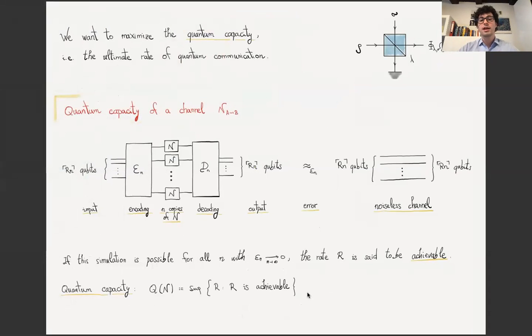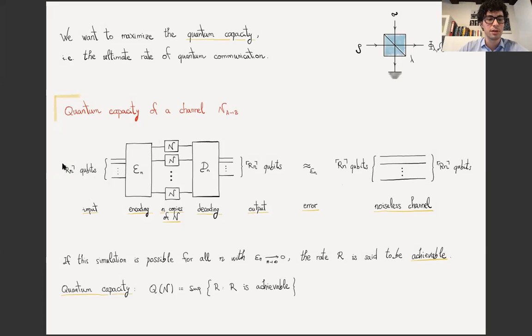So what we want to do here is to maximize the quantum capacity. What this means is we want to maximize the ultimate rate of quantum communication. Now we have to pause a little to try and understand what this means exactly. We want to use a generic channel N, and we will focus on general attenuators later on. But in general, we want to use many instances of the channel N to simulate noiseless channels. What this means is that you want to transmit Rn qubits.